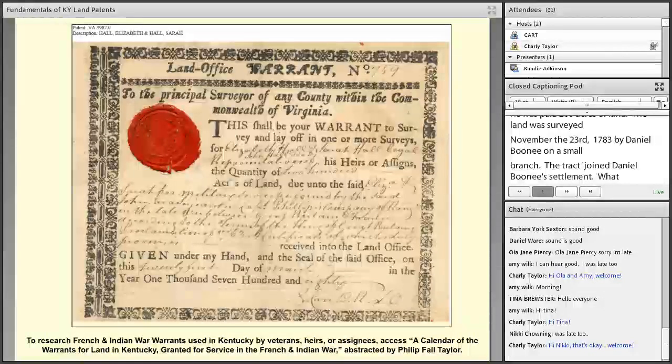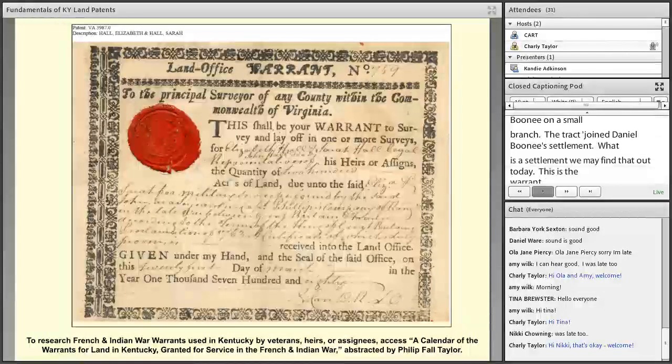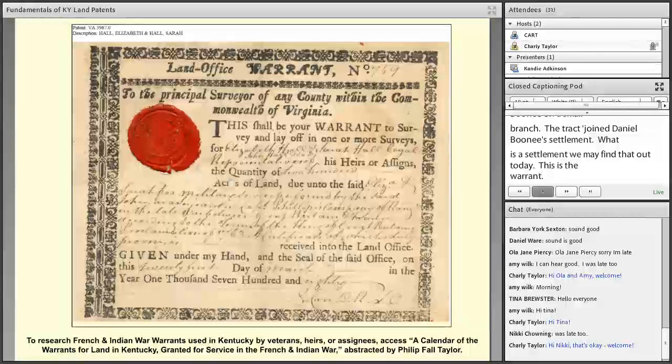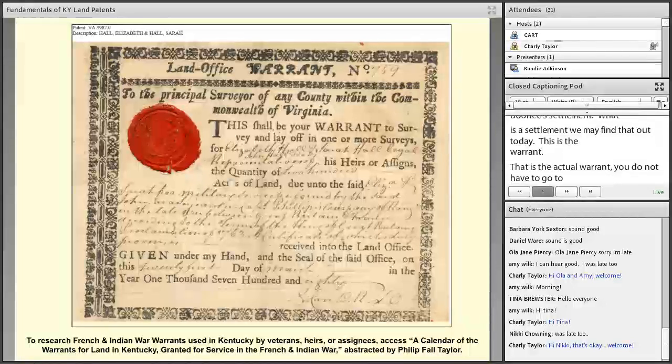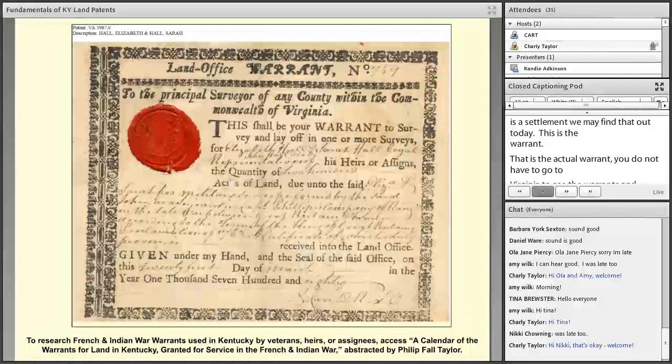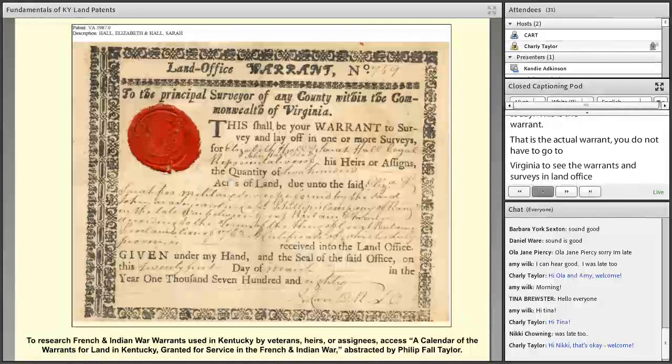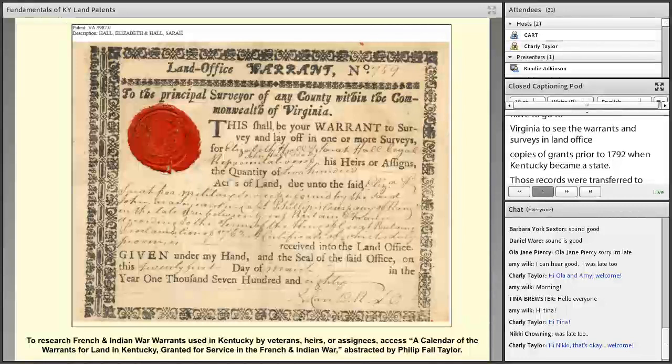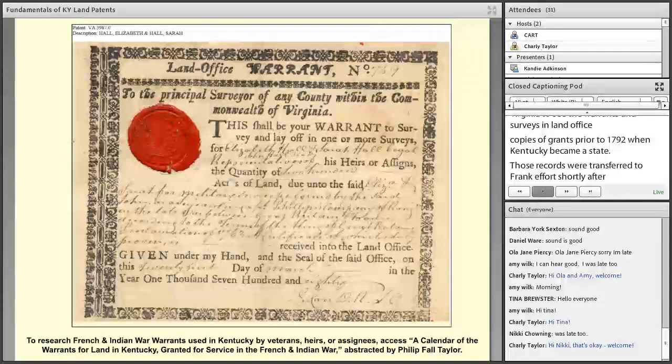This is the warrant. This is the actual warrant. You do not have to go to Virginia to see the warrants and surveys and land office copies of grants prior to 1792 when Kentucky became a state. Those records were transferred to Frankfort shortly after our statehood. They are housed in the Secretary of State's office. Now let's look at this.